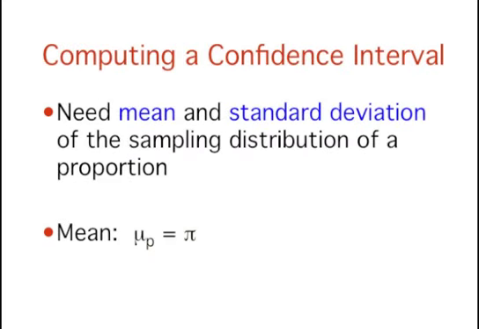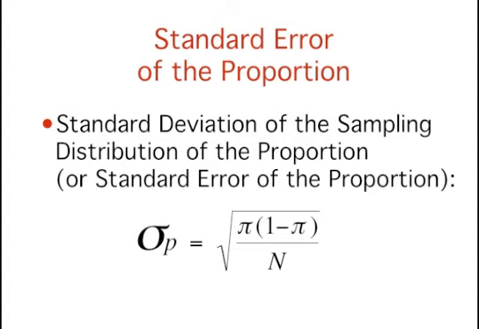To compute a confidence interval, we need the mean and standard deviation of the sampling distribution of the proportion. The formula for the mean is mu sub p equals pi, where pi is the proportion favoring candidate A in the population. The standard deviation of the sampling distribution of a proportion, also called the standard error of a proportion, is calculated by multiplying pi by 1 minus pi, dividing by the sample size, n, and then taking the square root.